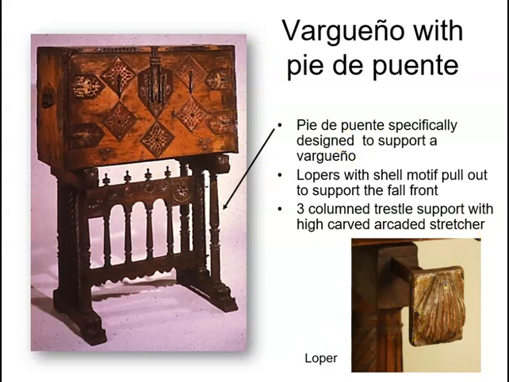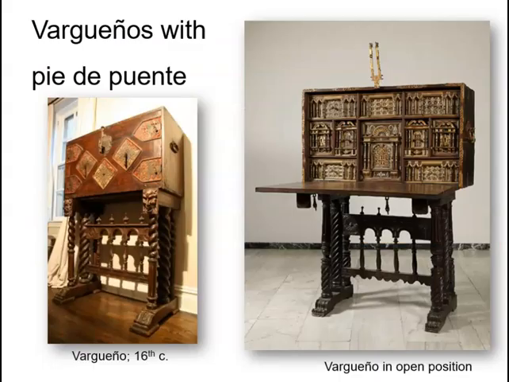In the bottom, you will have 3 columns trestle supports with a highly carved arcaded stretcher. So here is our trestle support, and then this area is usually heavily carved. Here are a few other examples of the Vargueños with the pied de puente at the bottom. And you can see that we have the trestle support on both ends of the pied de puente, and then we also have that, it almost looks like an arcade at the bottom, connecting those 2 trestle supports together.